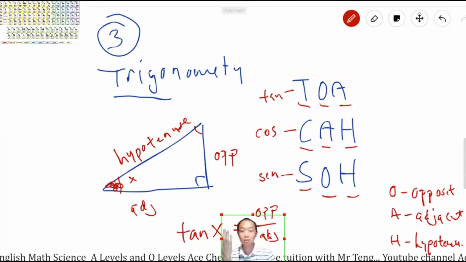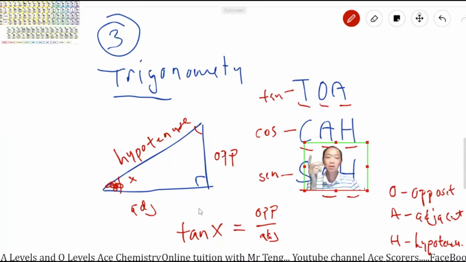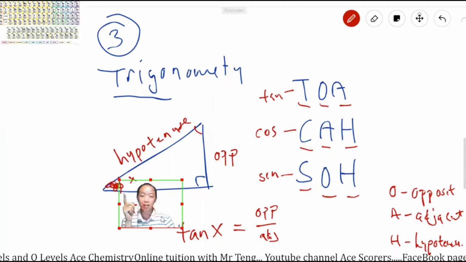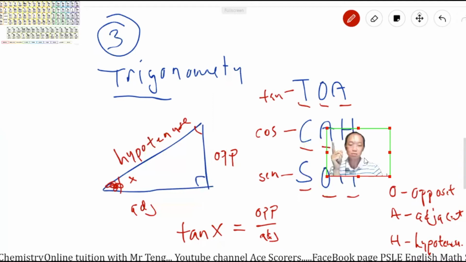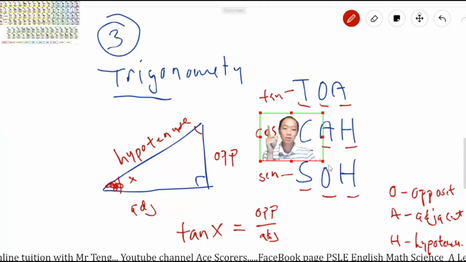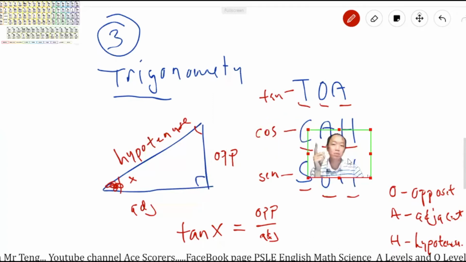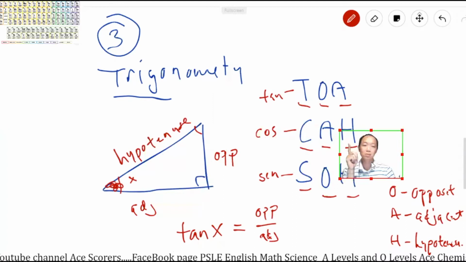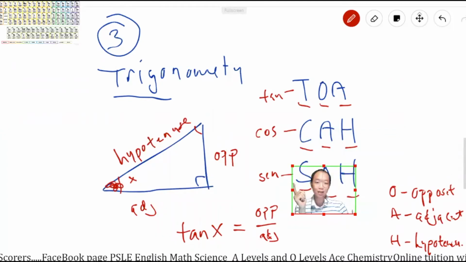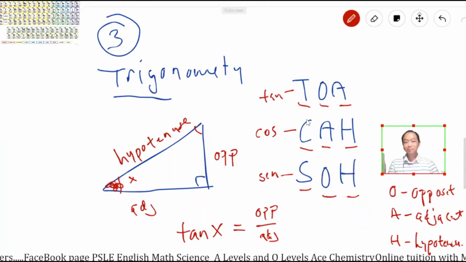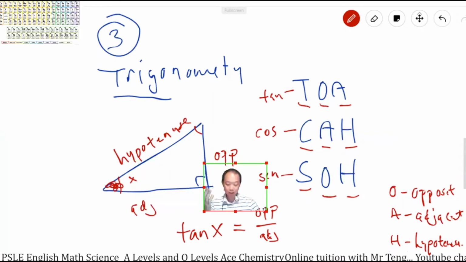So what they do is store everything in the calculator. Simple. Let's say you take adjacent divided by hypotenuse, you take out the cosine book, because cosine is always adjacent divided by hypotenuse. And if you take opposite divided by hypotenuse, you must take out the sine book. Simple, just to find out the angle. So it can go both ways.